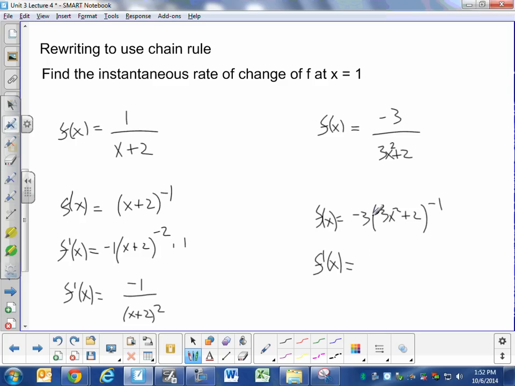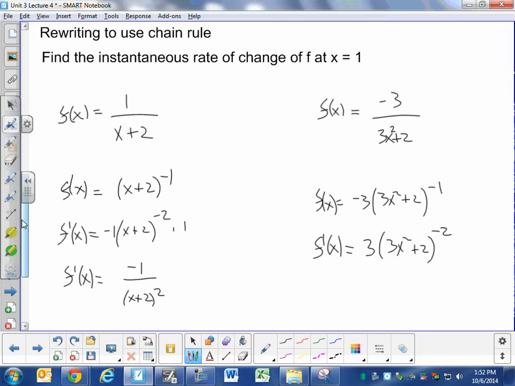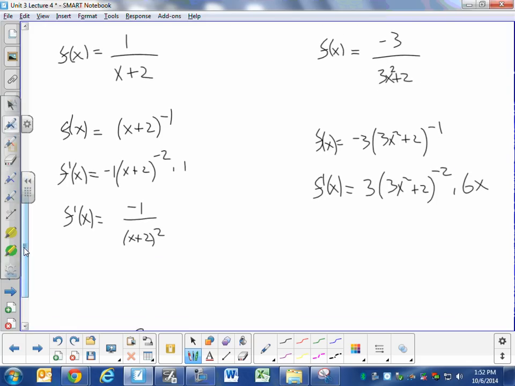Let's try this one. I'd multiply the negative 3 by the negative 1 to be 3. Leave the inside alone. Subtract 1 as I'm taking the derivative. That's negative 2. Times the derivative of the inside. That's 6x. And then maybe I can rewrite it. F prime of x is equal to 18x over the quantity 3x squared plus 2 squared.